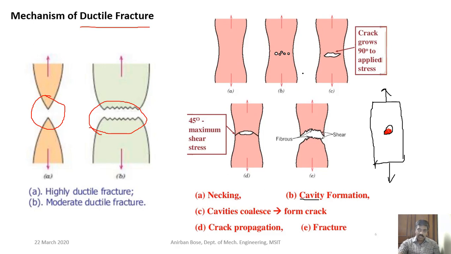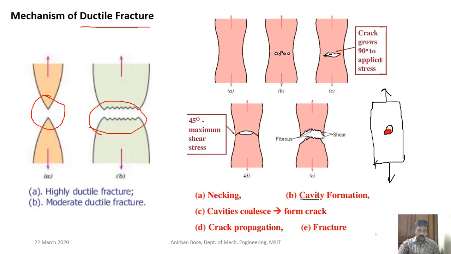Now in the next stage, you can see these cavities get together and form a larger cavity, which is in the form of a crack. Here you can see the crack formation, and then with the application of load, gradually this crack propagates. But since it is a ductile material, the propagation is not so fast, and it gradually propagates across the section.